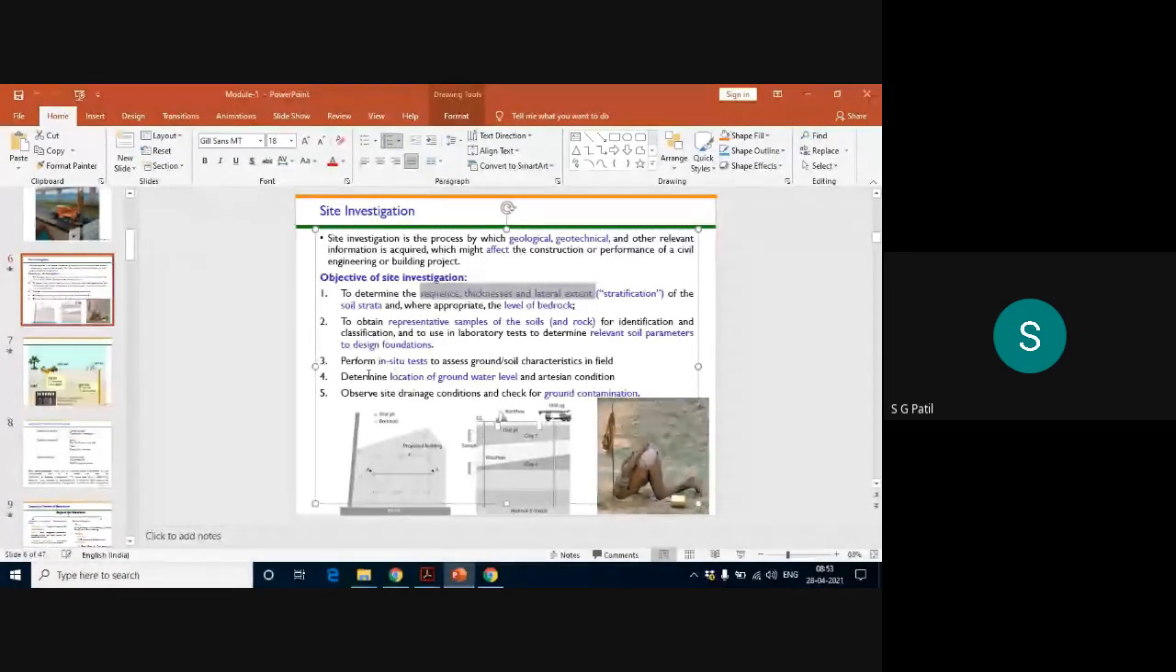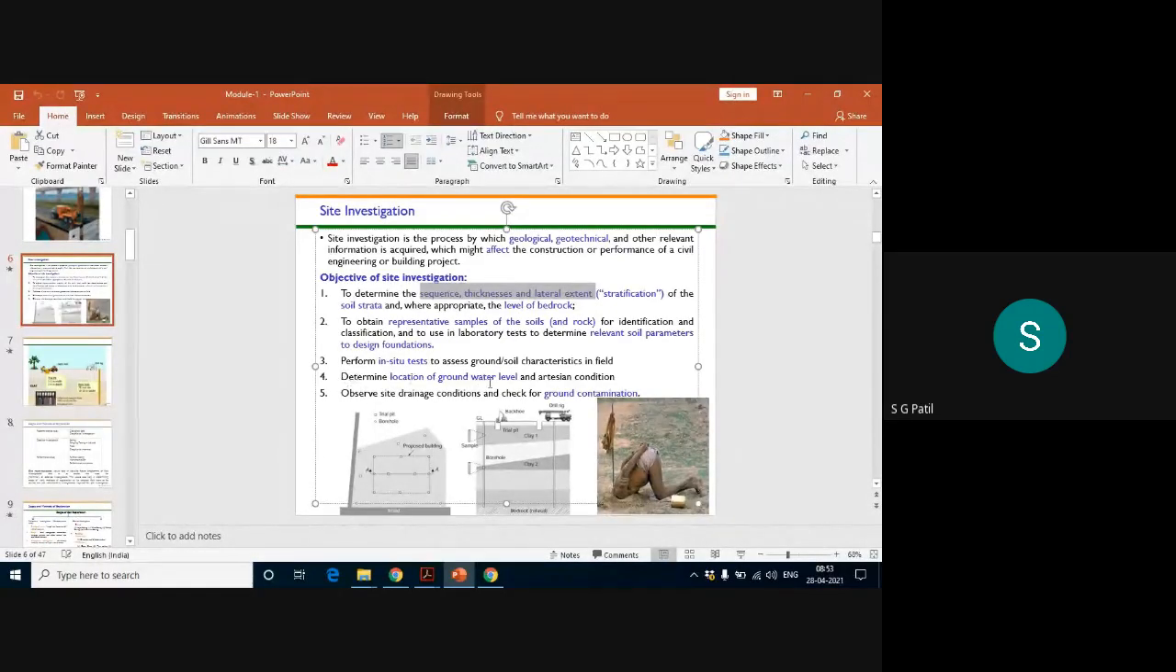And the fourth objective is to find out the groundwater level. At what depth is the groundwater table available? Because that is also going to affect the performance of the structure, right? So that's why we should determine the groundwater level also.